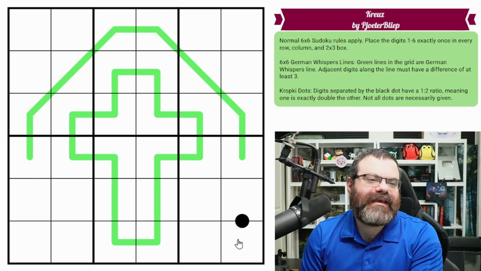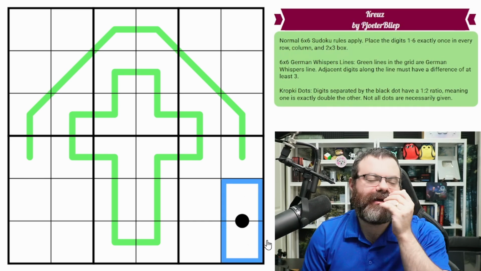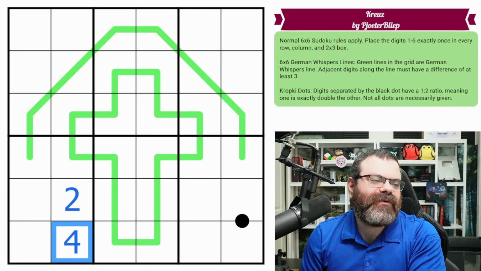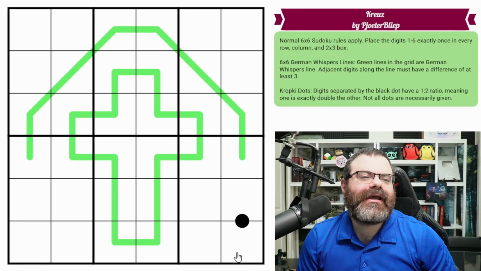Not all the black dots are given. This black dot just tells us about these two cells. It's not telling us about any other cells in the grid. If I have 2, 4 here, there could have been a black dot. There's not. That's perfectly fine. All right. And that's it.